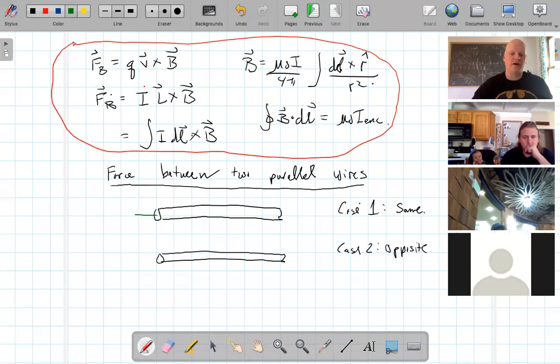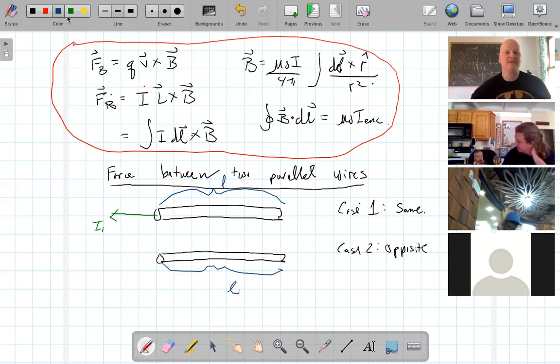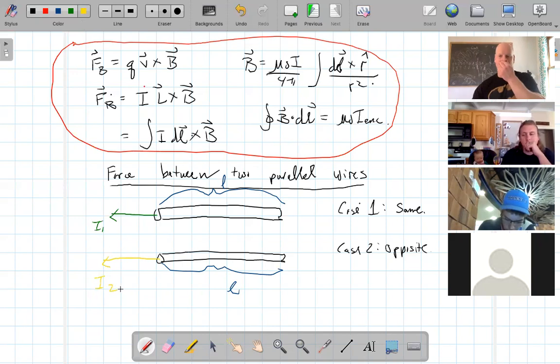So let me call this wire number one. I'm going to say this guy has current I1 running through it. And just for funsies, I'm going to say each one of these guys has exactly the same length. So I'm going to call this length L, and this one has exactly the same length L. And then this one is going to have a current I2, and we're going to look at case one. So we're going to say I2 points in this direction.